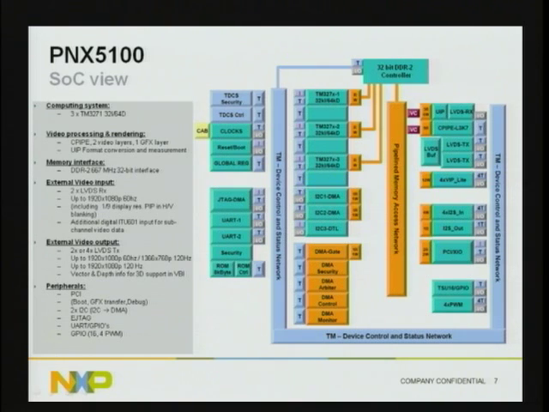Next to that, there are a number of peripherals, for example, PCI to enable boot, to send over graphics or OSD if you want to do that separately next to your video, I2C, EJTAG, UARTs, and some GPIOs. So it gives you an idea of what's on this chip.